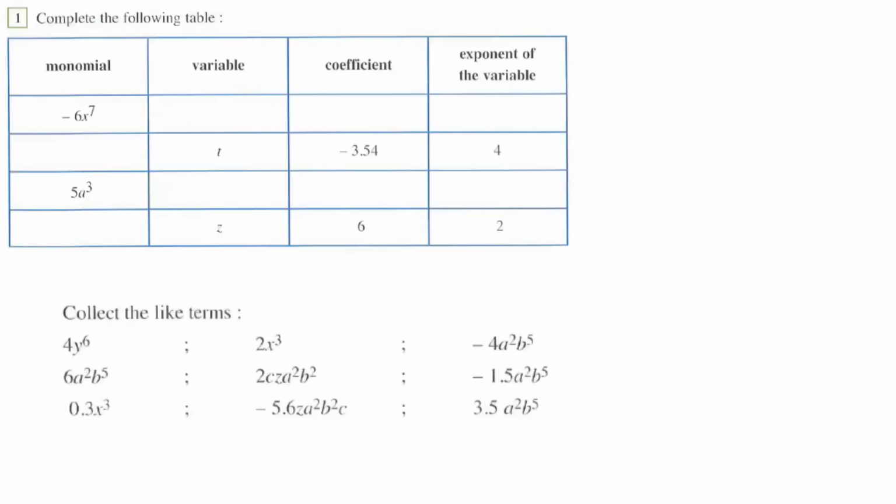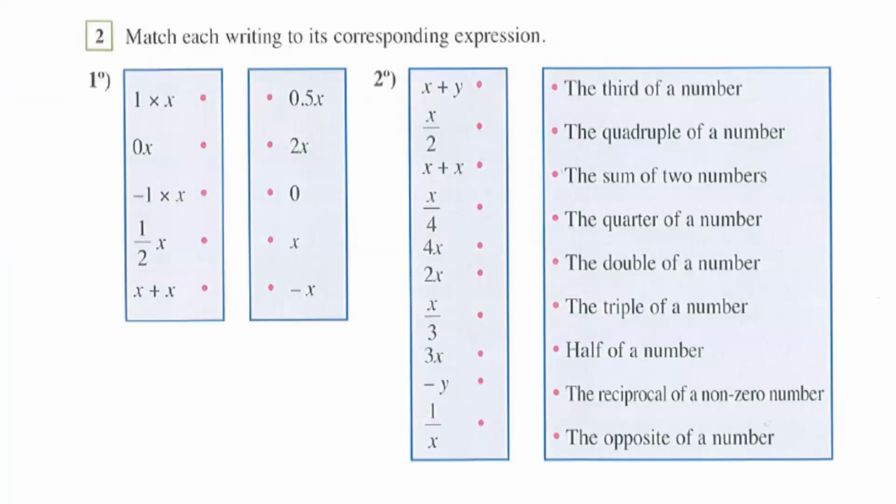Now, as an application of what I discussed, you have exercise number 1. You are given a monomial. You should know what the variable, the exponent, and the coefficient are. You can apply this exercise after what I discussed. Here you should collect like terms. You should say which terms are like. We look for the same variable with the same exponent. Also, you can solve this exercise.